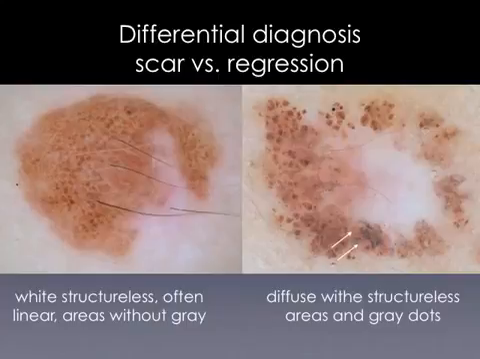Important, a permanent scar should be differentiated from regression. Dermoscopy facilitates the differentiation between a scar and regression due to active immune response. While a scar will present only white areas, regression is usually characterized by diffuse white structureless areas and gray dots as indicated by the arrows.